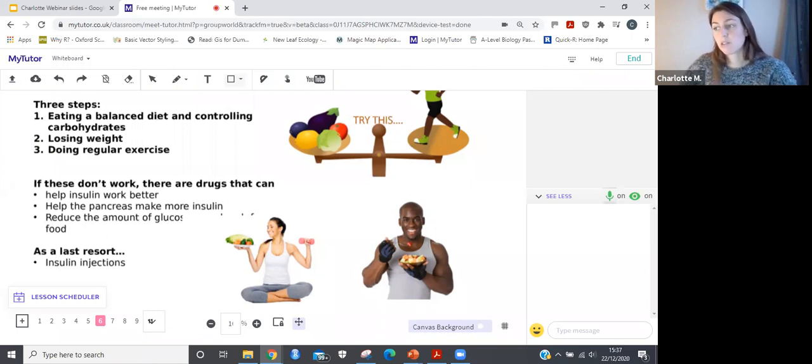Is kidney failure caused by diabetes? No, is the short answer to that one, but sometimes they can be linked because of the kidney trying to get rid of excess glucose.